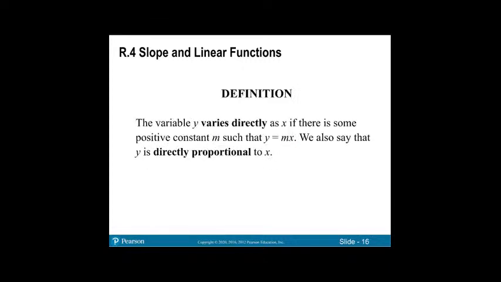So the variable y varies directly as x if there is some positive constant m such that y equals mx. We also say y is directly proportional to x, right? So that's just saying that y is directly proportional. It's going to be this function here. When you see directly proportional, it's going to take on this form. As we work through examples, when it says y varies directly as x, or y is directly proportional to x, it's going to take on this form, where m is a positive constant, okay?